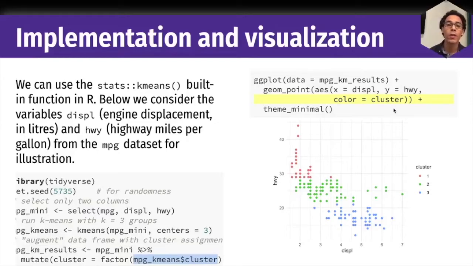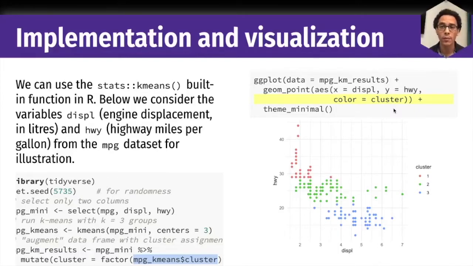And therefore, we can create a visualization, a scatter plot like the one on the right-hand side here, where the cluster assignment is mapped to the color aesthetic. So you can see the three different groups that are assigned to different cars, in this case, in our example dataset.